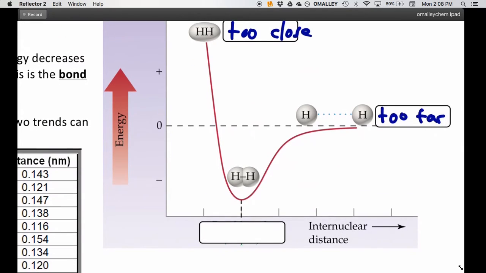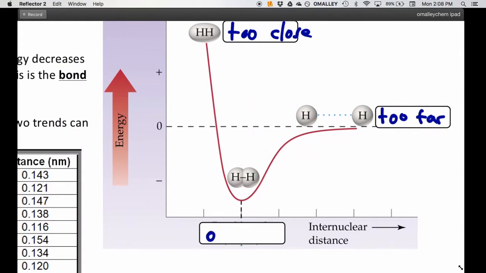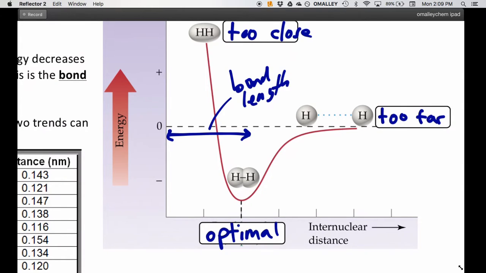But then down below, in this trough, you have an optimal distance. That is a graphical representation of the bond length, how far the atoms are from each other so that there's a balance between the repulsive and attractive forces. It also graphically shows us the bond energy, which is something we're going to look at later on in the semester, but it's worth pointing out here in the meantime.